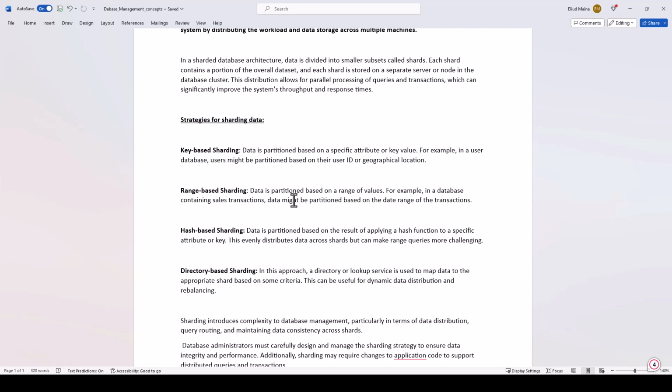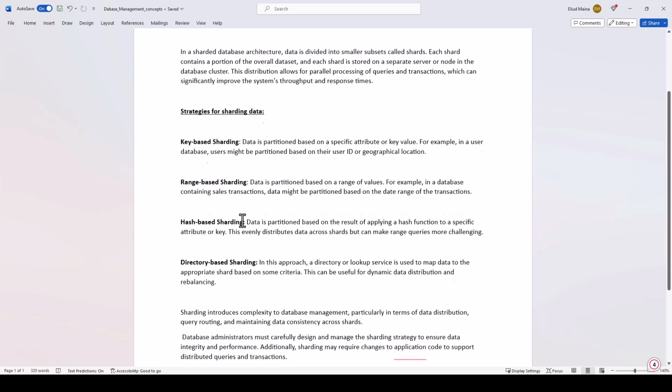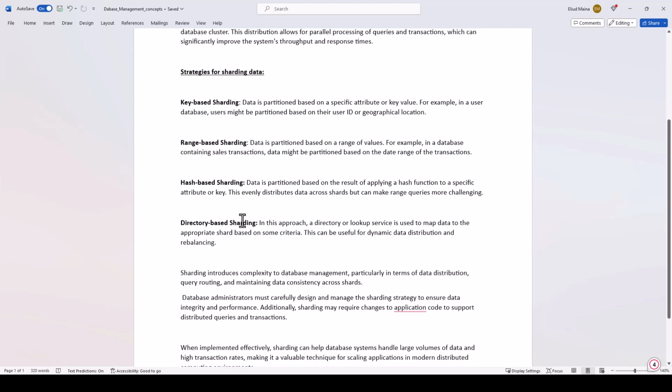And we also have directory-based sharding. In this approach, a directory or lookup service is used to map data to the appropriate shard based on some criteria. This can be used for dynamic data distribution and rebalancing. So as you can see, sharding can introduce complexity in database management, particularly in terms of data distribution, query routing, and maintaining data consistency across shards.